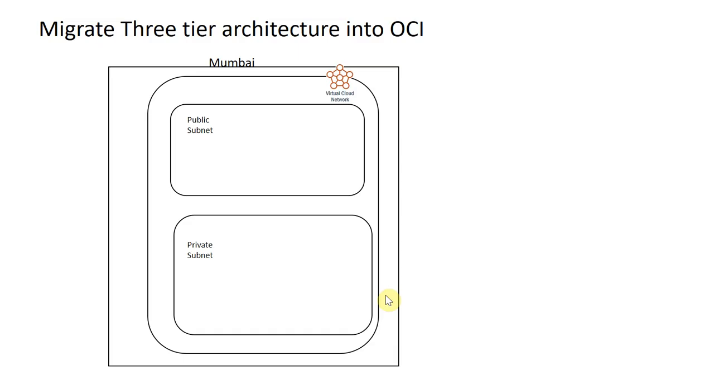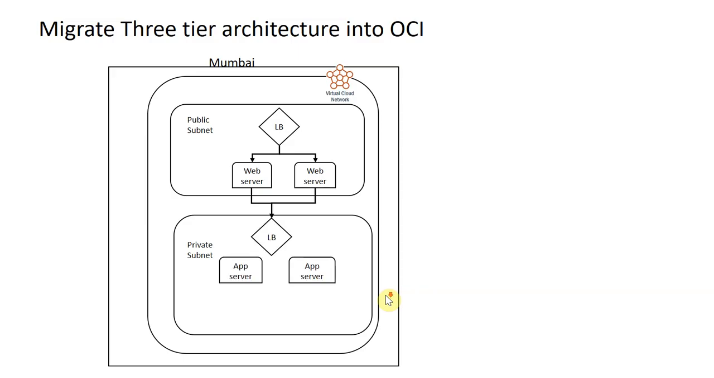We need to place the resources which require a public IP into the public subnet, which are the web servers, and we'll place the servers which require only the private IP, meaning they should not be open for public access, in the private subnet. So you can see here, we will place the web servers into the public subnet, and app servers and database in the private subnet.